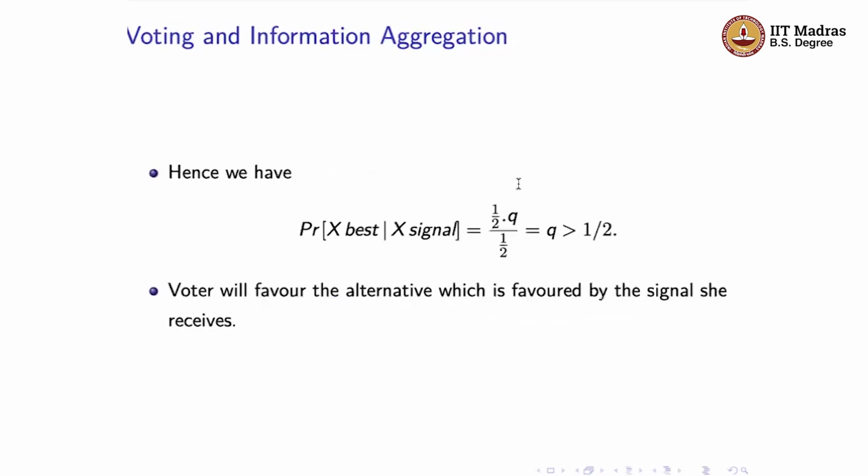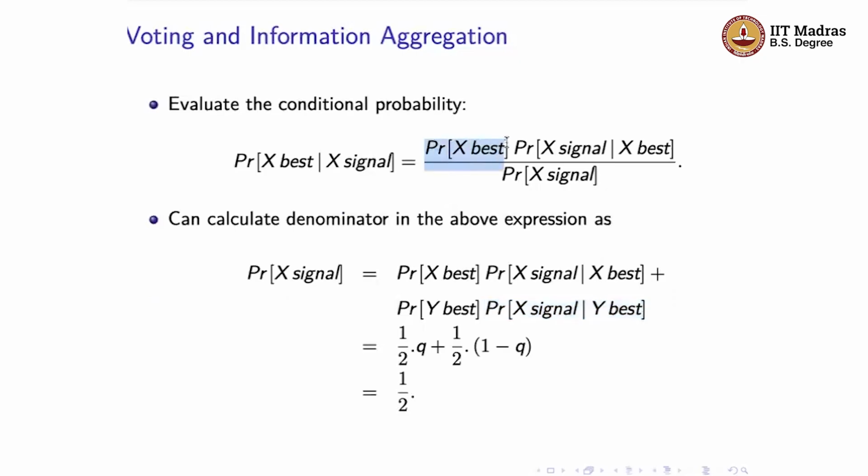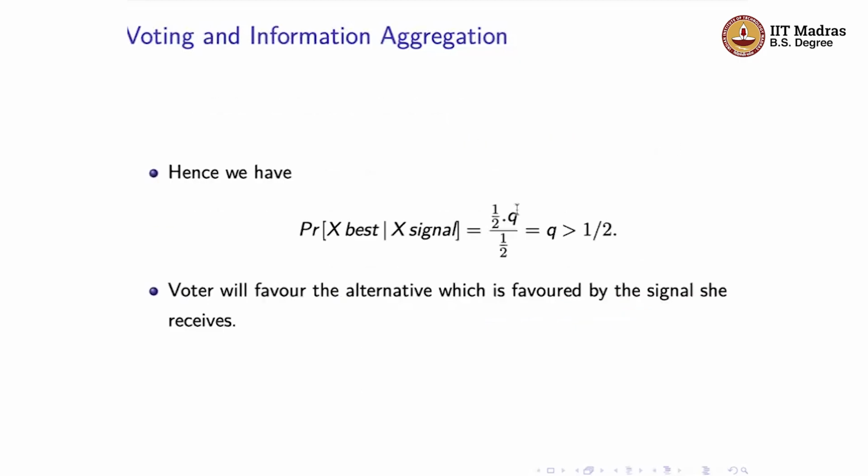What about the numerator? We already know that the probability of X being the best is half, and we also know that the probability of receiving the X signal conditional on X being best is Q, right? So the numerator is half times Q. The two halves cancel out, and you end up with the probability of X best given the X signal being equal to Q, right? And remember, our assumption was that Q is more than half. So what this tells you is that if you do receive the X signal, then you should actually vote for X being the best, right? So that is basically what it is.